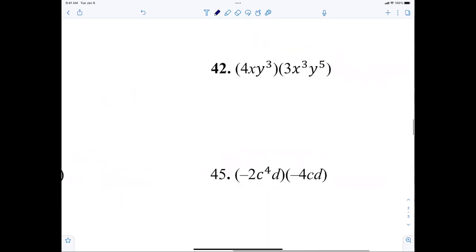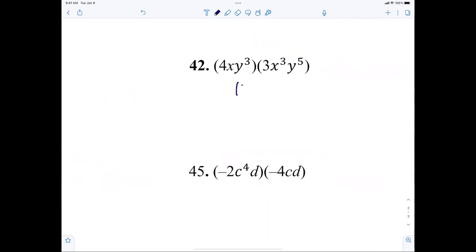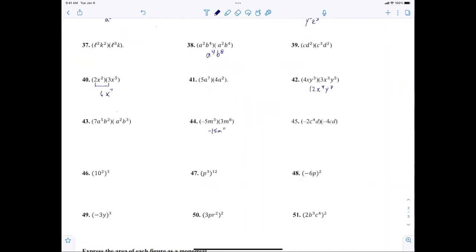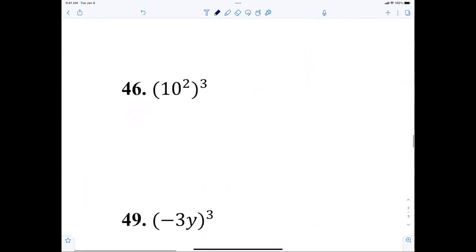42. Let's go. 12x to the 4th, and then y to the 8th. Amazing. 12x to the 4th, y to the 8th. All right, 44. -15 m to the 11th. Yes. -15 m to the 11th. And now let's knock out 46.